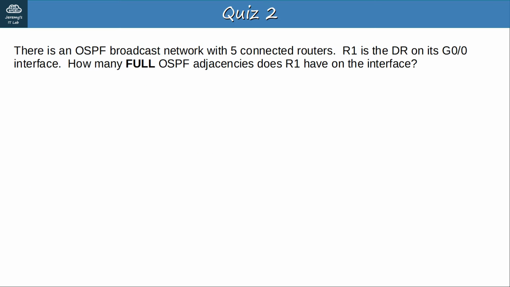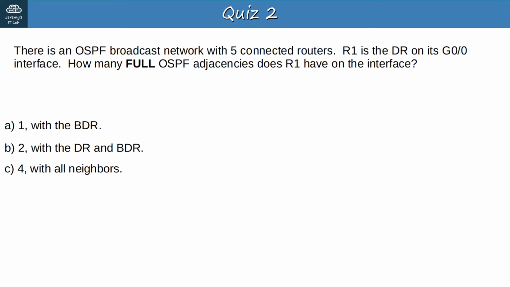There is an OSPF broadcast network with 5 connected routers. R1 is the DR on its G0/0 interface. How many full OSPF adjacencies does R1 have on the interface? A. 1 with the BDR. B. 2 with the DR and BDR. C. 4 with all neighbors. D. 5 with all routers connected to the segment. Pause the video to think about your answer.